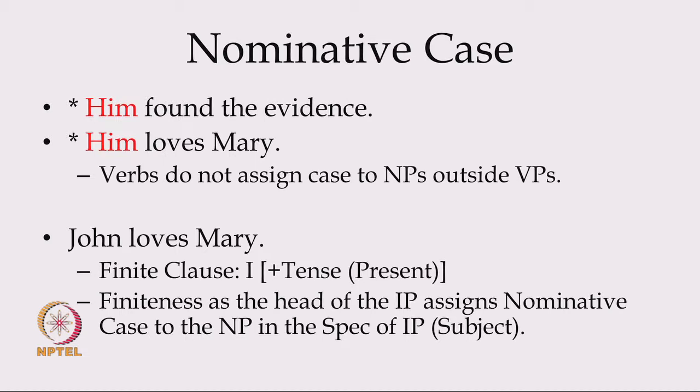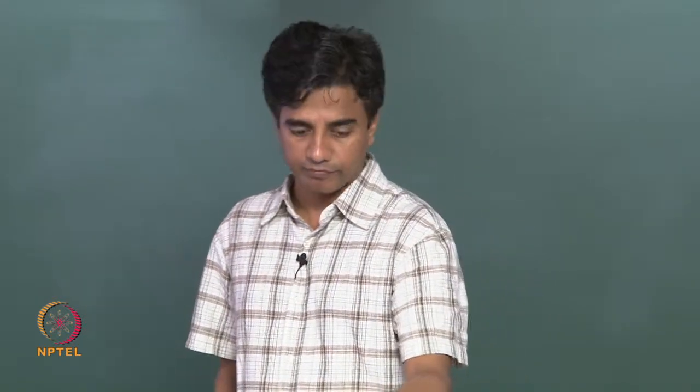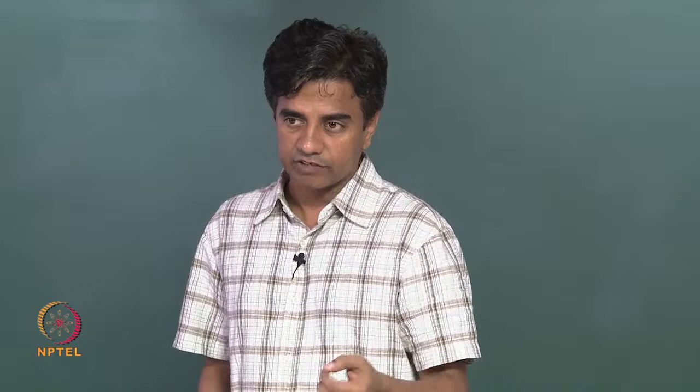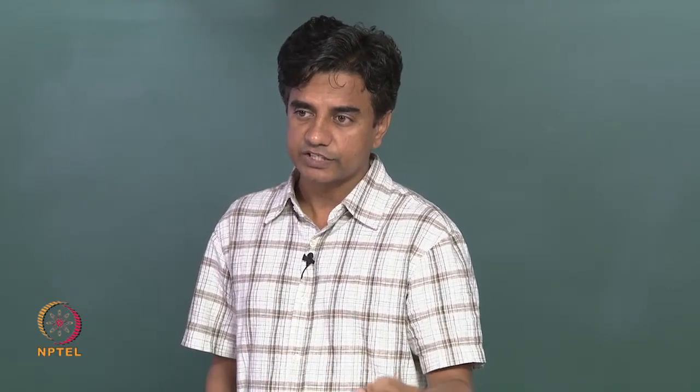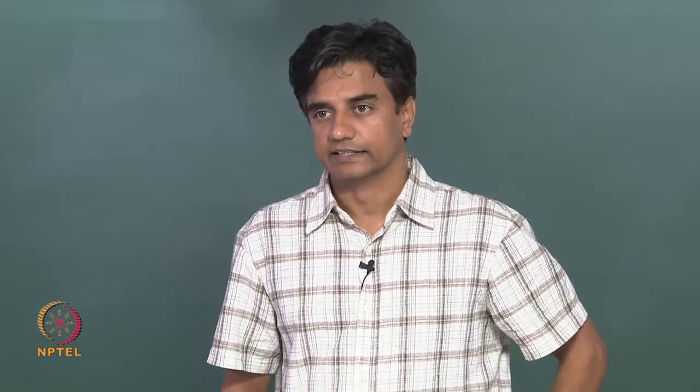The second point that is clear to us is that accusative cases are assigned by verbs and postpositions. If these two sentences are to be taken as grammatical, then we see verbs assigning cases to NPs that they are not supposed to be assigning cases to. The verbs found and love in these two sentences do not c-command or govern their subject NPs. Therefore, these two sentences are ungrammatical.